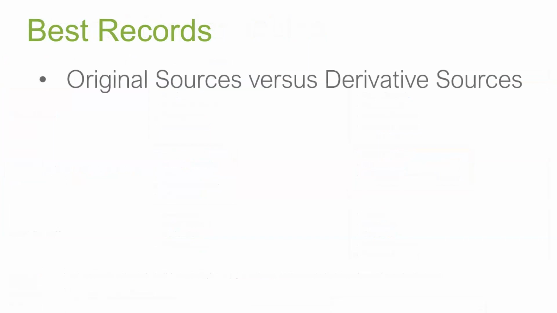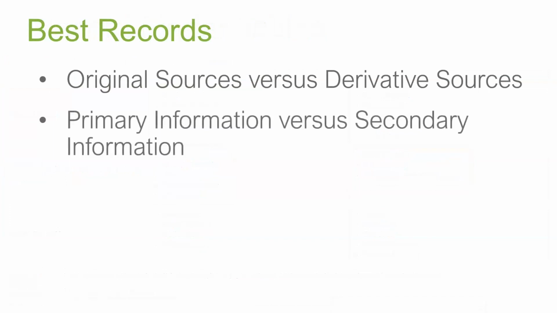In selecting the best records, I mentioned that we want to look at original sources with primary information. An original source is one that was first created and is not a copy, transcript, index, or other derivative made from the original. Primary information is first-hand information from an eyewitness or participant in the event. Secondary information comes from another person reporting on what they heard through the grapevine.